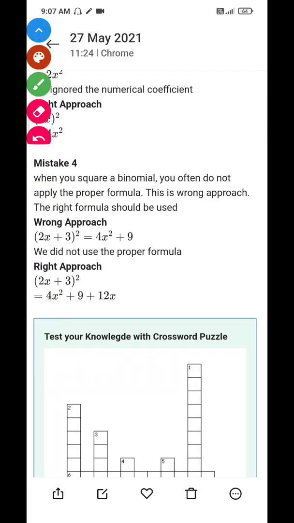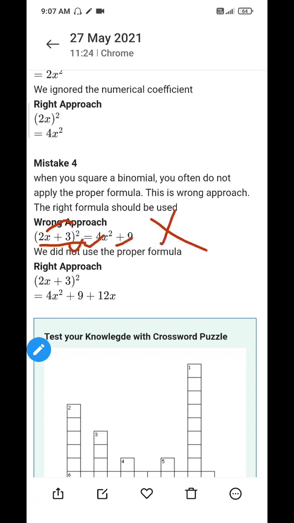That is when we square a binomial, see here (2x plus 3) the whole squared. This is a very common mistake that happens with the students. When they get (2x plus 3) the whole squared, they simply square both the terms which are in the bracket. They square 2x and also they square 3. So they get 4x squared plus 9.